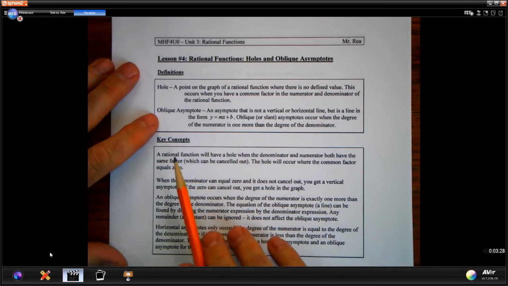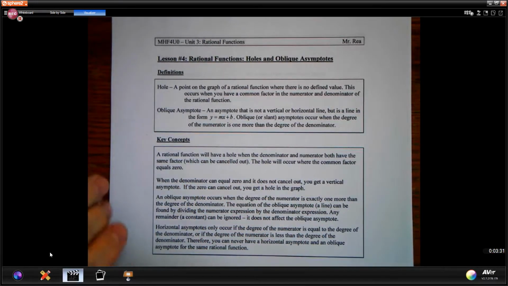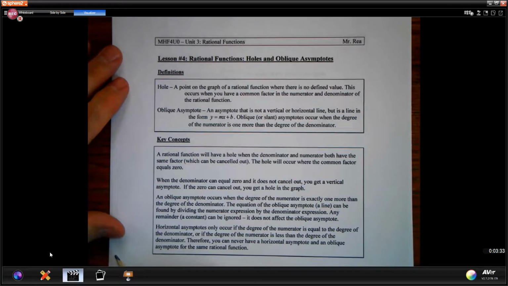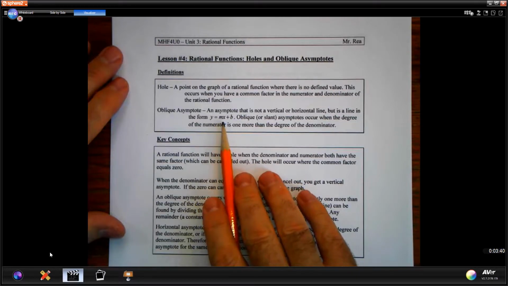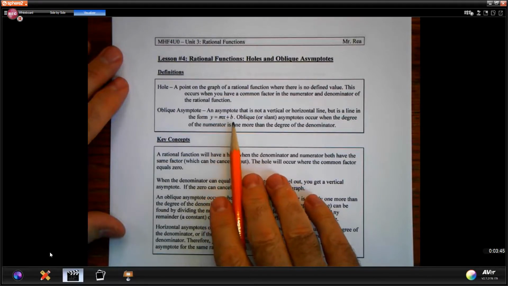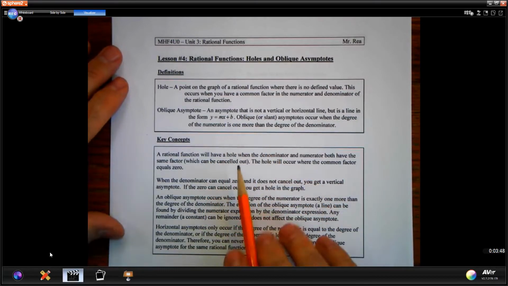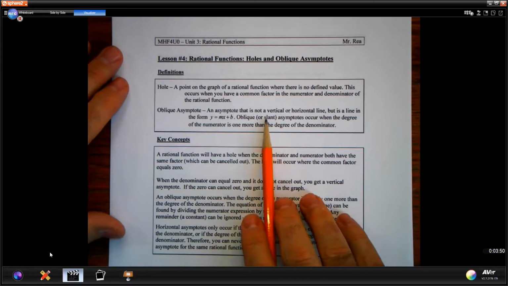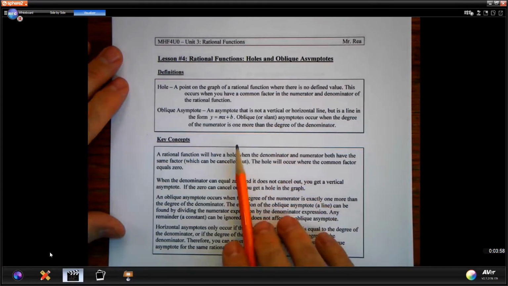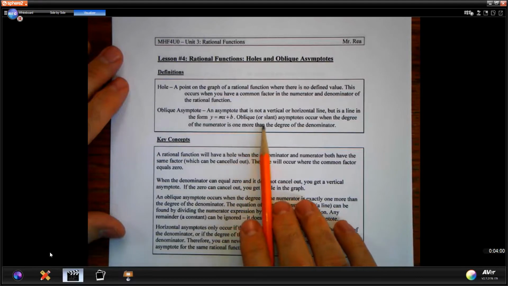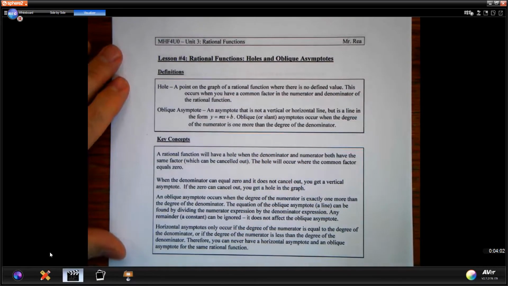An oblique asymptote is an asymptote that is not vertical or horizontal, but it is a line, and it has a linear equation. It has some slope, other than 0 or undefined. Oblique, or sometimes they're called slant asymptotes. I'll always call them oblique, but you might see slant when you're looking online. These occur when the degree of the numerator is exactly 1 more than the degree of the denominator. We've said that several times now.